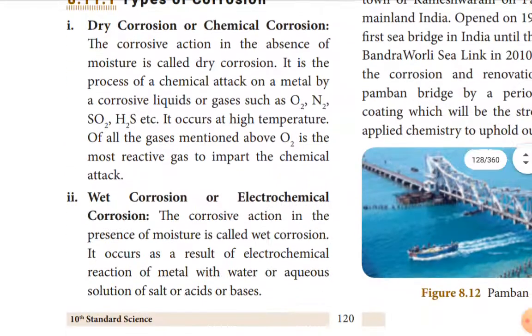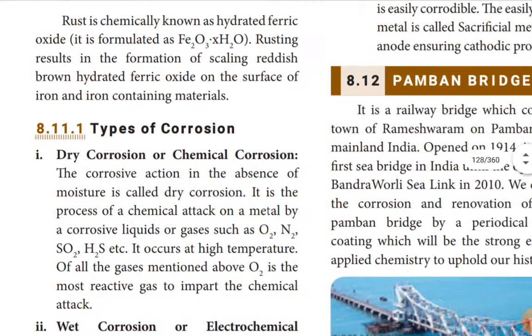Then types of corrosion. There are two types of corrosion. First one is dry corrosion or chemical corrosion. The corrosive action in the absence of moisture is called dry corrosion. Suppose the destruction takes place in the absence of water vapor, moisture, water molecules; that is called dry corrosion. It is the process of chemical attack on a metal by corrosive liquids or gases like oxygen, nitrogen, sulfur dioxide, hydrogen sulfide. These gases or liquids contact the metal and corrode it slowly.